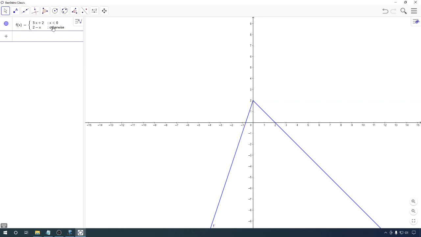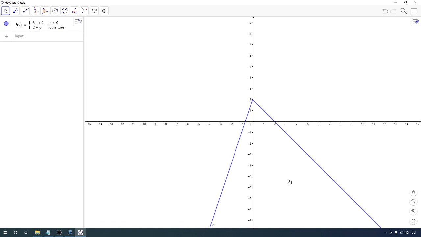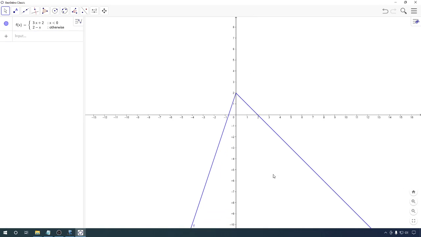And that actually will fill in. It'll say x is less than 0, and it'll put "otherwise" here. That's when x is greater than or equal to 0. But that's a graph of what that particular function would look like.